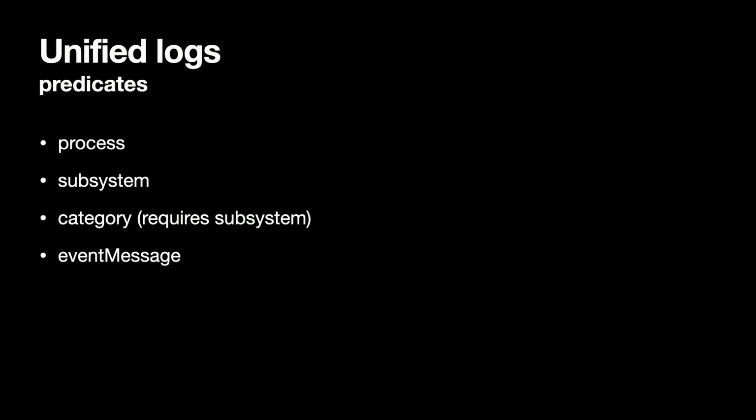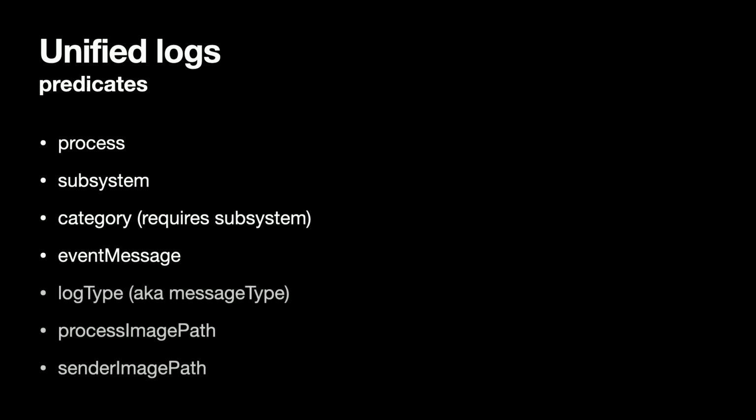Category is just a further way of narrowing down searches within the subsystem. And again, it's optional. Some developers add them like tag words so that in their development, they can go back and look. And then event message is, of course, the text string that gets returned from the log itself.